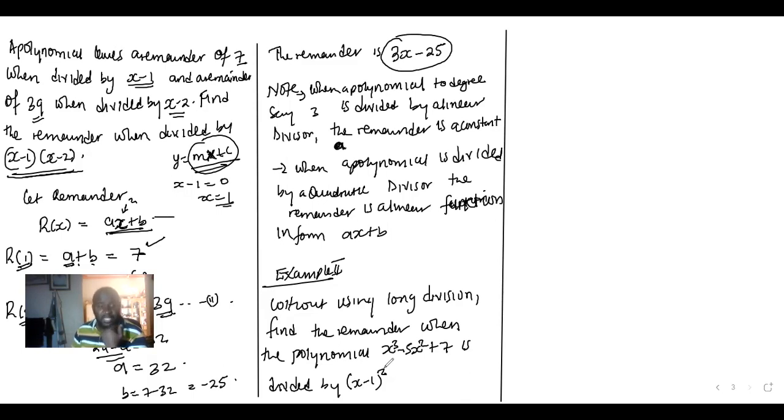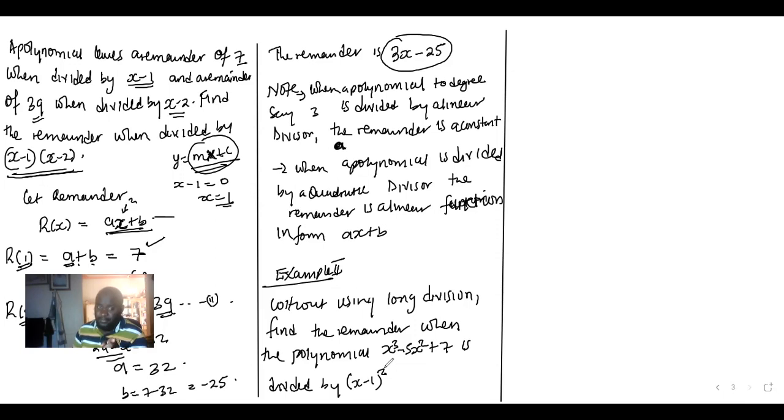x minus 1 squared is which kind of function? Is it linear? Is it quadratic? What is it? x minus 1 squared is a quadratic or is it linear? Linear function? x minus 1 squared is a quadratic, not so? Yes, and it is the divisor.